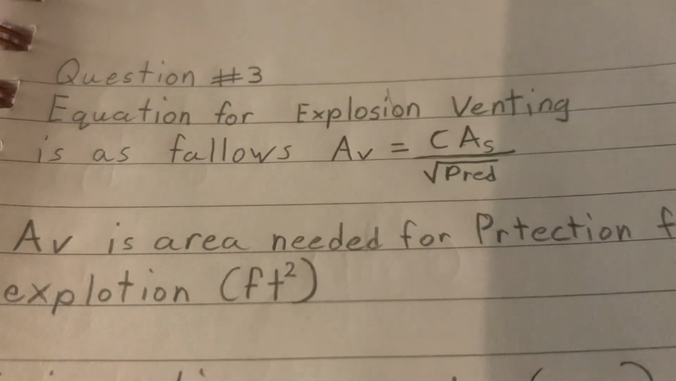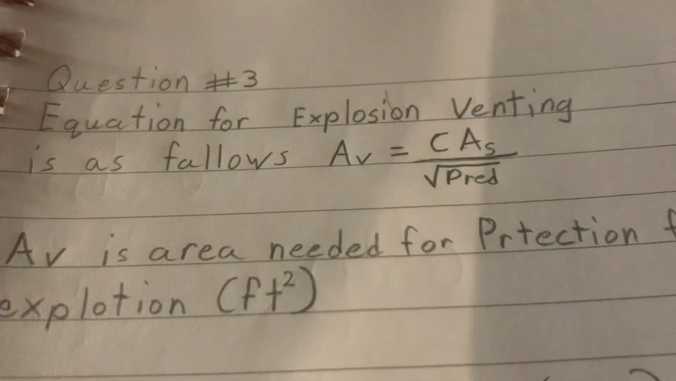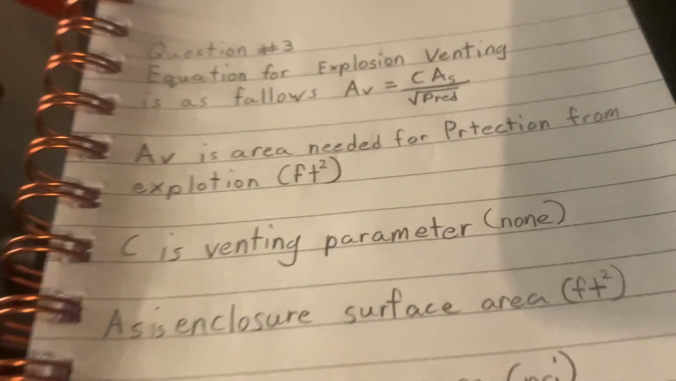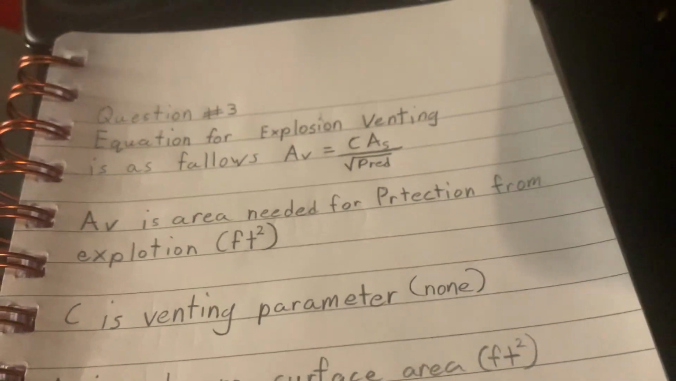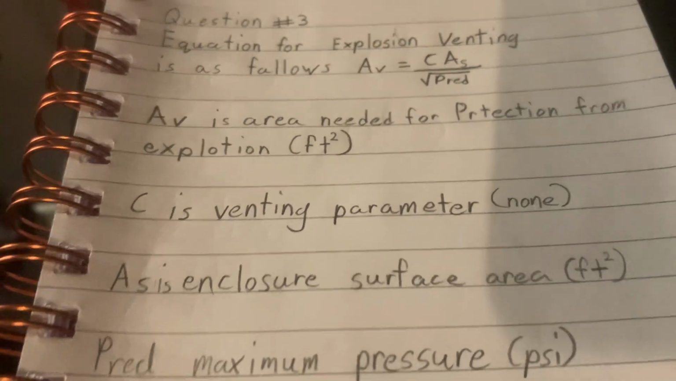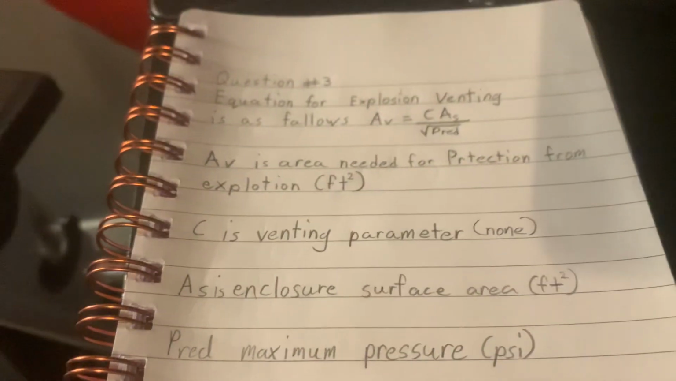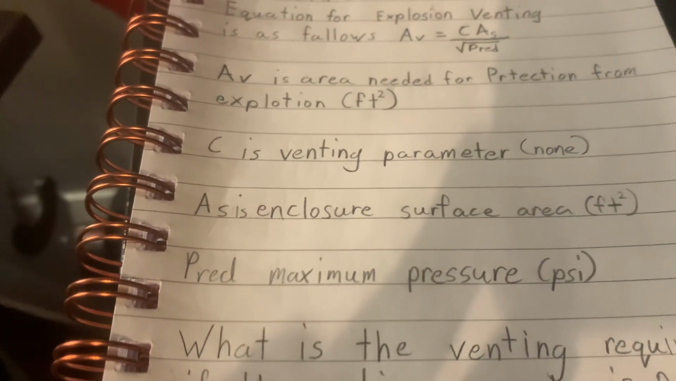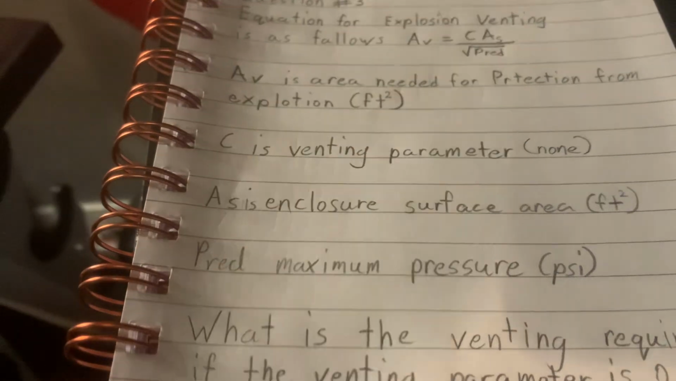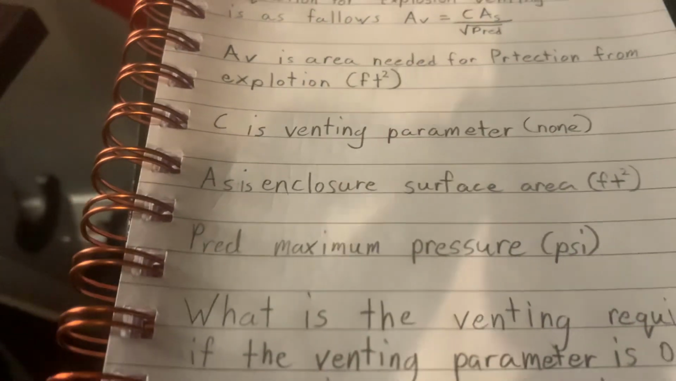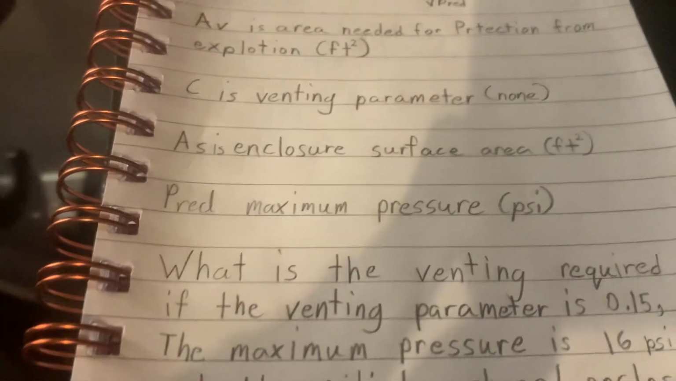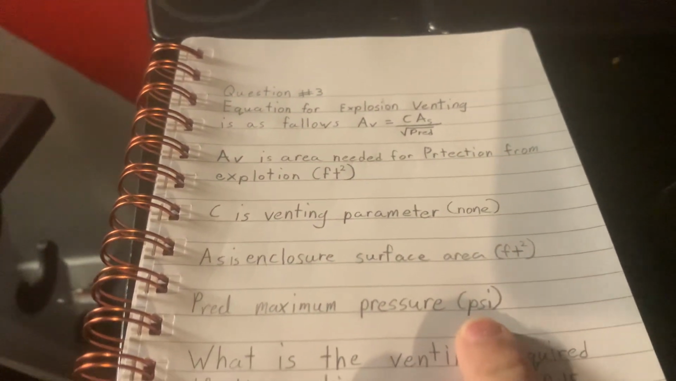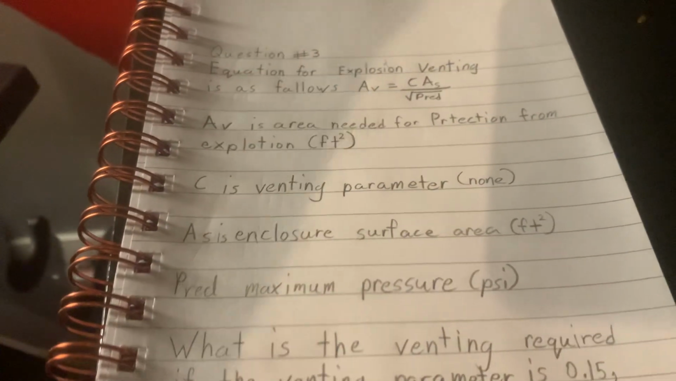The equation that we need is AV equals C AS over the square root of P red. All right, and what exactly are those? As I already said, the AV is the area needed to protect from the vent explosion. That's how big the vent has to be so that the explosion can be ventilated properly. C is the venting parameter. It's not in a specific unit, but it's whatever the question says it is. AS is the enclosure surface area, the full surface area of the roof, the floor, and all the walls in the room. P red is maximum pressure in PSI. Make sure it's in PSI, and if one of these indicates it has to be in a certain type of unit, make sure you change it into that unit so that you actually get the right answer.